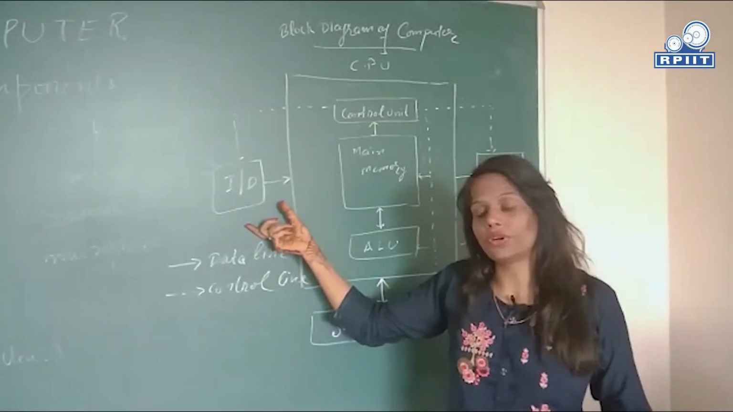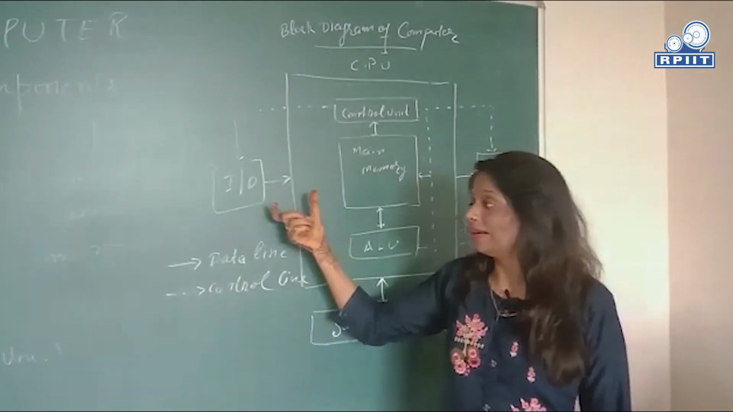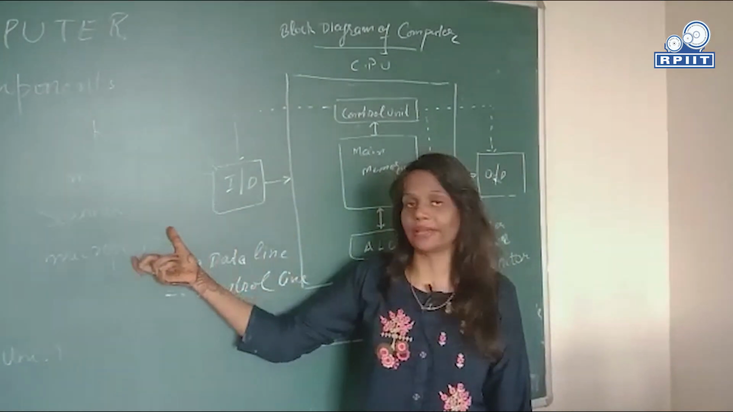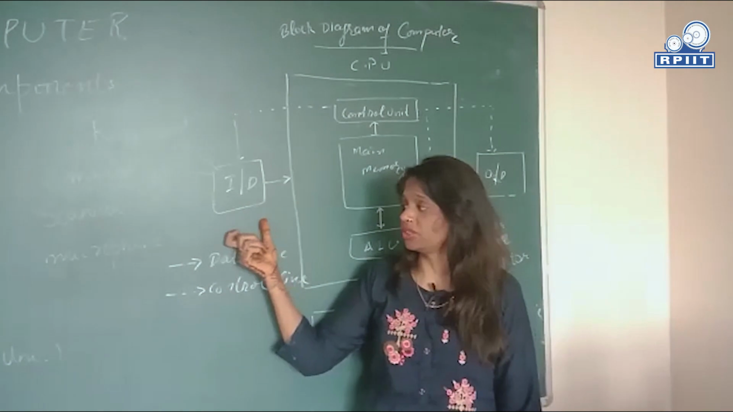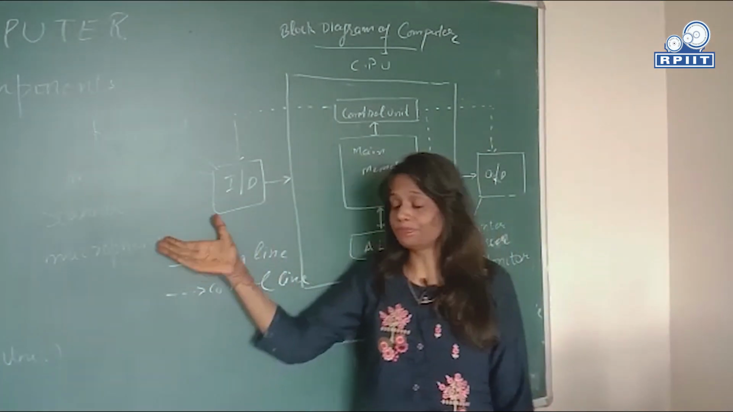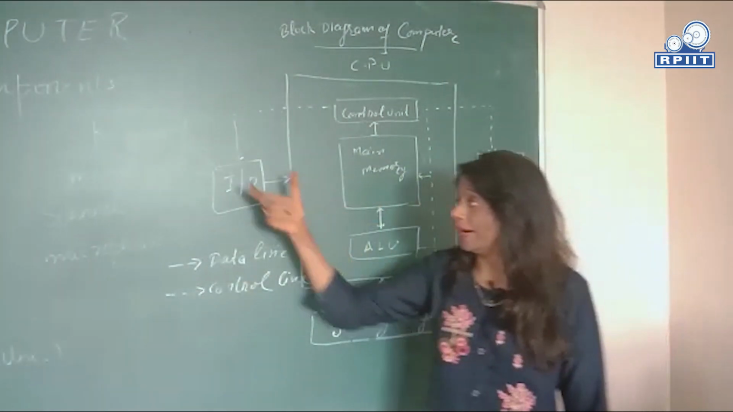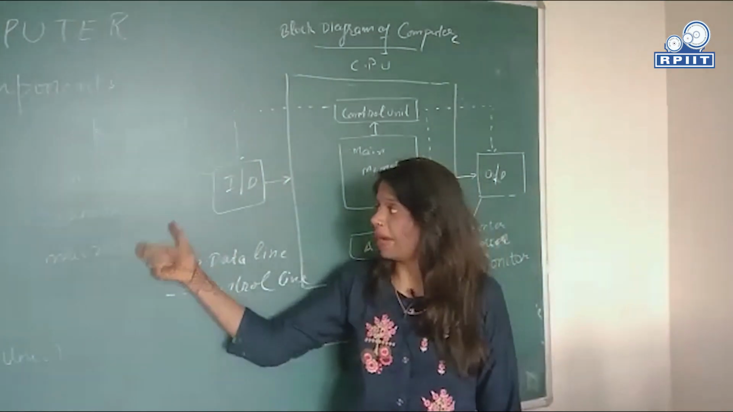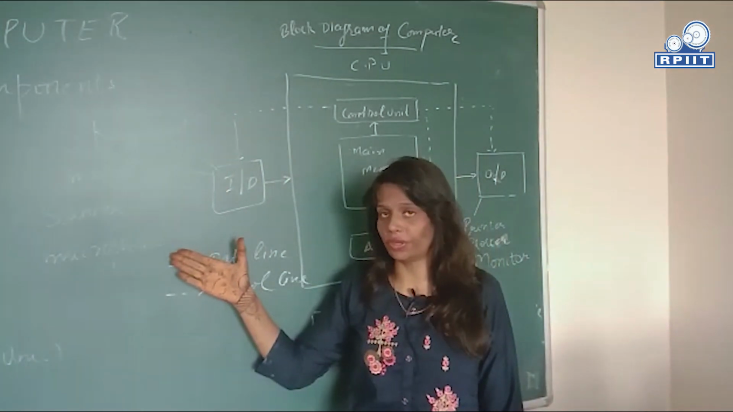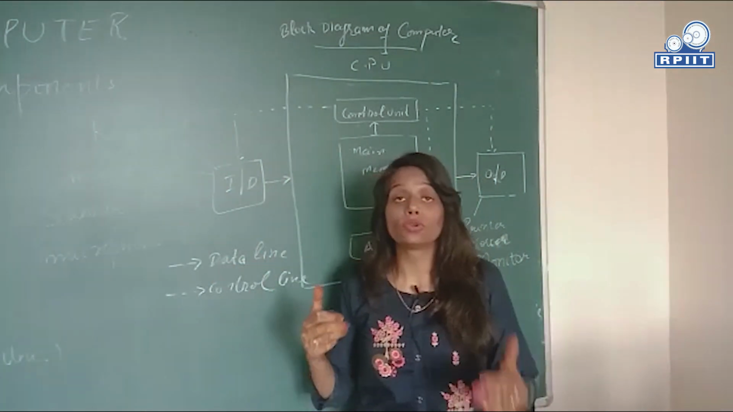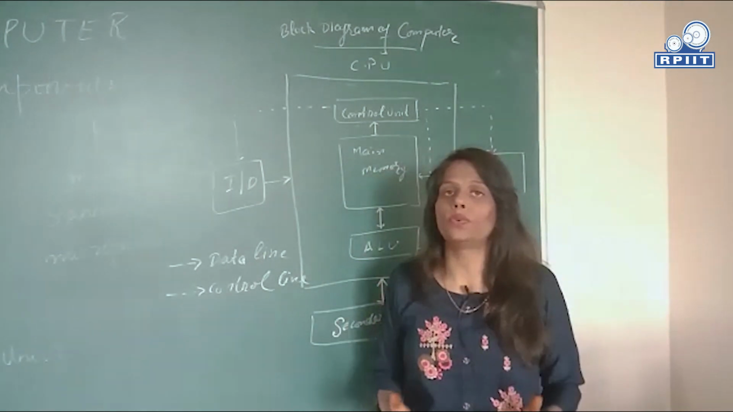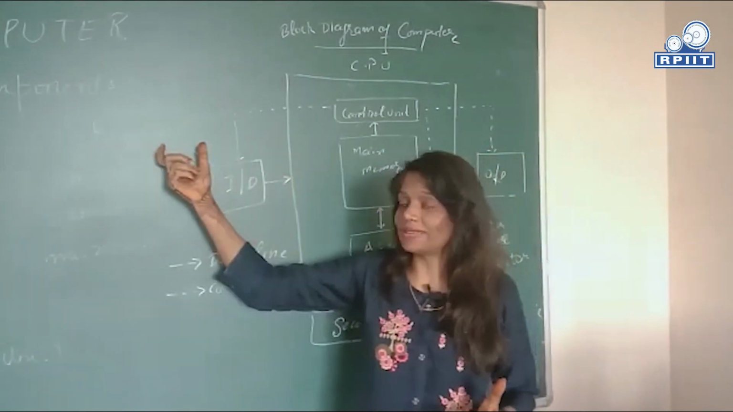We have different input devices for providing the input created by the user, or the instructions given by the user to the computer, like keyboard, mouse, scanner, microphone. These are the different types of input devices through which the user can provide input to the computer. First one is the keyboard.